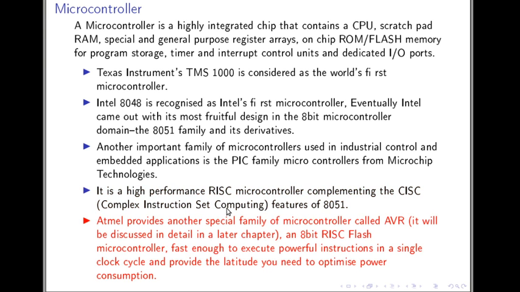AVR brought flash memory for storing the program, which made these devices very easy and flexible to program. Arduino is an example: in an Arduino board we have an AVR Atmel microcontroller. Recently Atmel was purchased by Microchip, so Microchip supports both the PIC family and the AVR family.